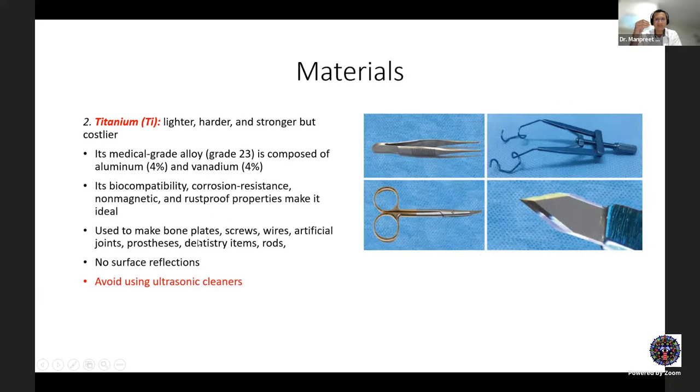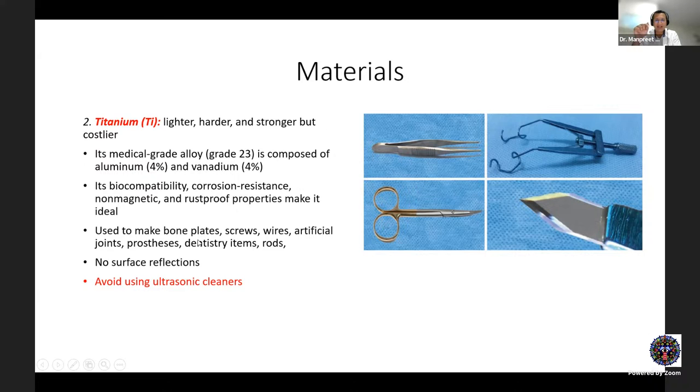In orbital fractures, people use titanium implants for screws, wires, artificial joints, prosthesis, dentistry. This is a corrosion resistant and more biocompatible material, and it's rust-proof. So that makes it ideal to be implanted in the body.